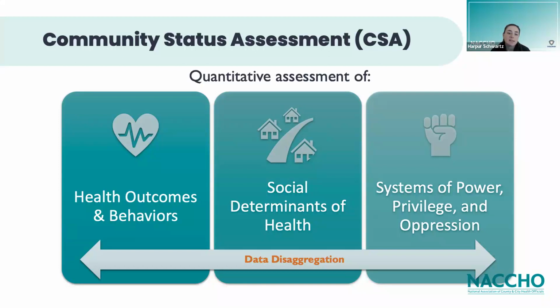So what does the status of your community look like, including health, socioeconomic, environmental, and quality of life outcomes? What populations experience inequities across health, socioeconomic, environmental, and quality of life outcomes? And finally, how do systems influence outcomes? So the CSA, or the Community Status Assessment, uses quantitative methods such as survey, existing secondary quantitative data, and observational data.